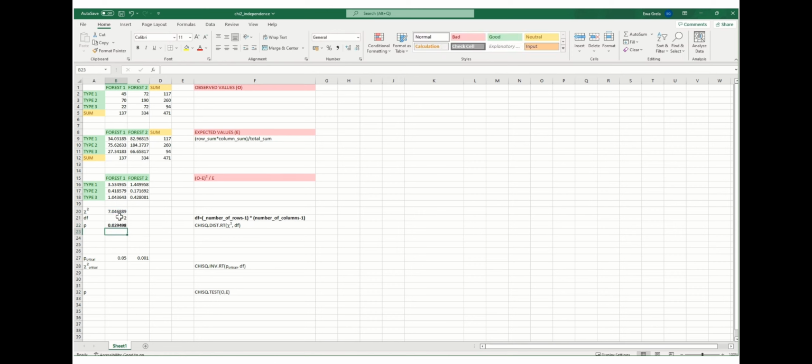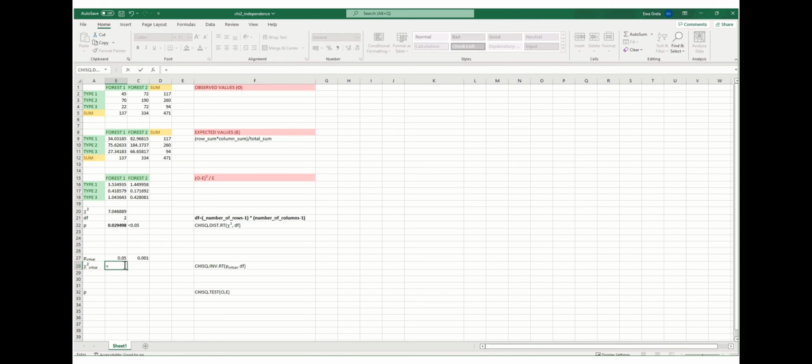If the calculated p-value was greater than the chosen significance level 0.05, we would fail to reject the null hypothesis. This result would suggest no significant evidence of dependence. However, our p-value is less than 0.05. Therefore, we reject the null hypothesis and conclude that tree type is dependent on forest type.